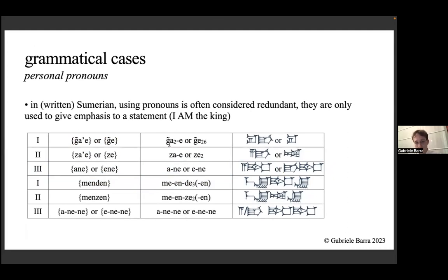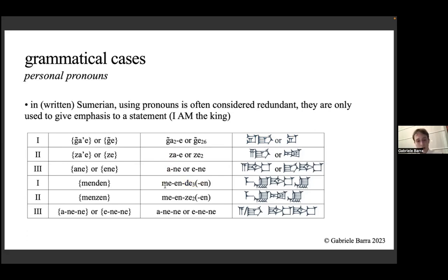Now, what's interesting is that they usually have a thematic consonant. So the first person has nga, so ngae, or nge, depends on how it's written. There you have the cuneiform. Then you have the second person that usually ends in a z. I mean, the thematic consonant is z. The third person, ane or ene, which ends in n.